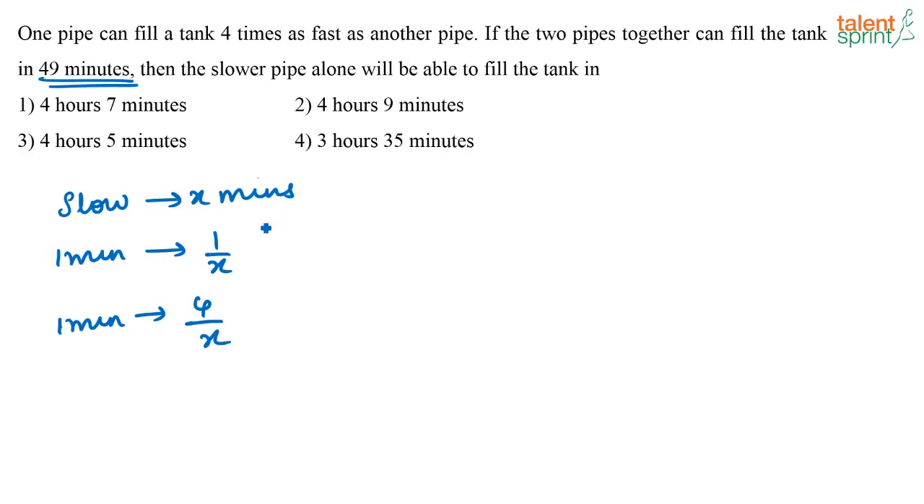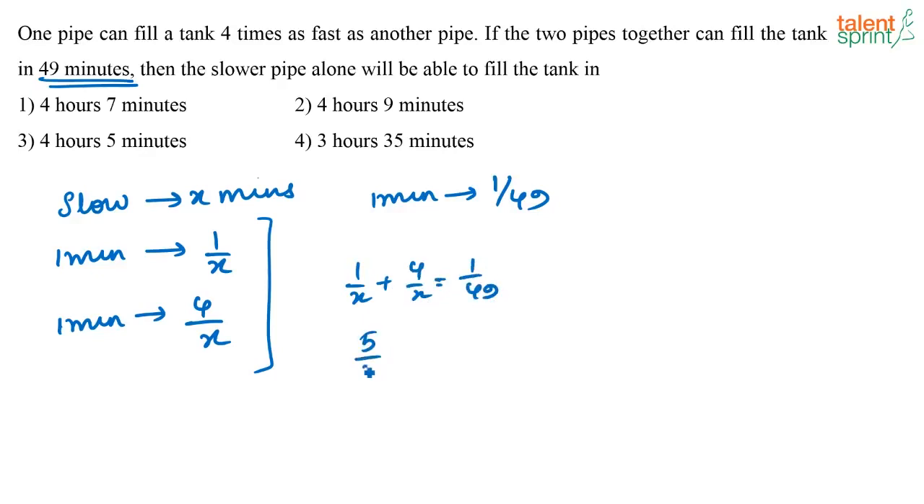Now put together, both these pipes are filling the tank in 49 minutes, or in 1 minute, both the pipes put together will fill 1 by 49th of the tank. So 1 by x plus 4 by x is equal to 1 by 49, or you can say 5 by x is equal to 1 by 49, or I can say 1 by x is equal to 1 by 49 into 5. Now what is the question? The slower pipe will be able to fill the tank in dash. So now what have we got here? I have got 1 by x is 1 by 49 into 5.